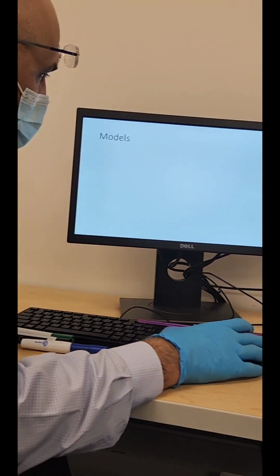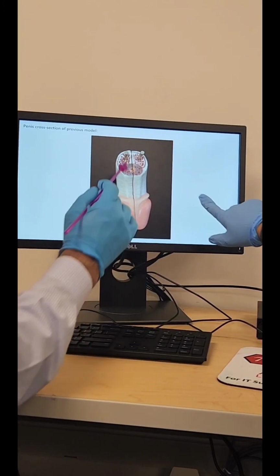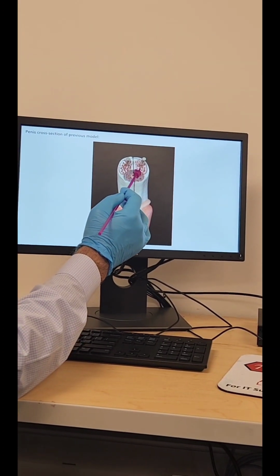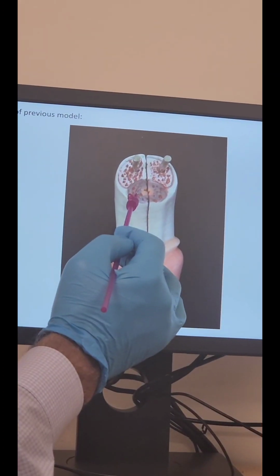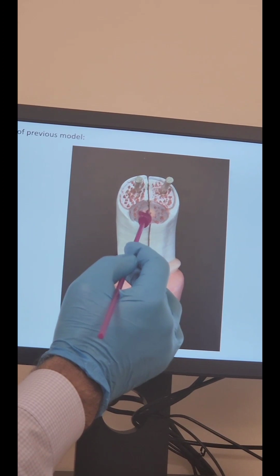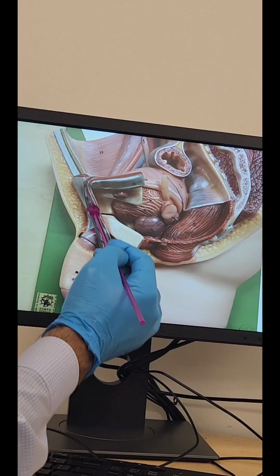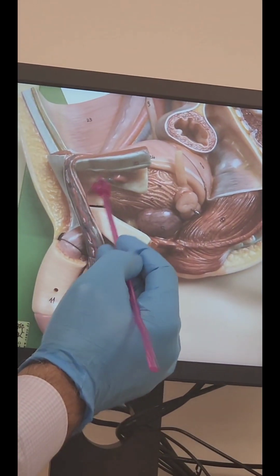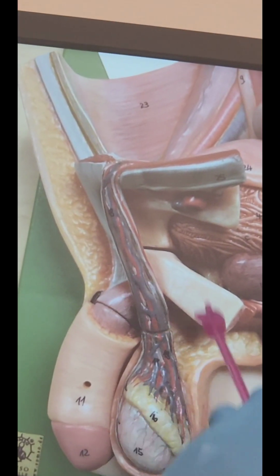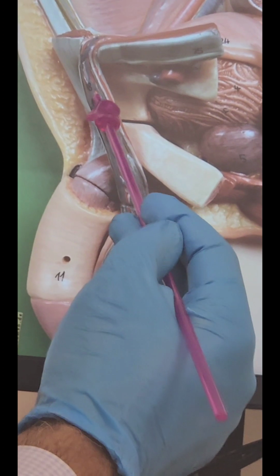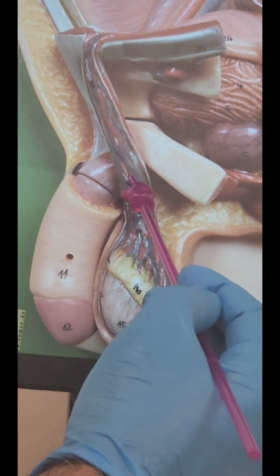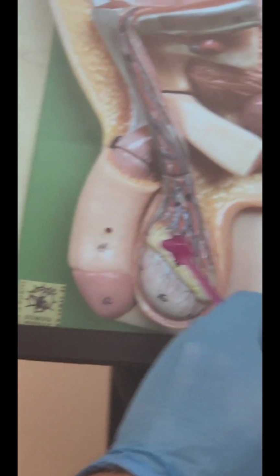Can we go over that just one more time? The one at the top are the corpora cavernosa, and one is the corpus spongiosum. And then the hole in the middle is the spongy urethra. That's the glans, the external urethral orifice, right? It goes all the way here. What is this thing on the outside? Spermatic cord. You are the best.